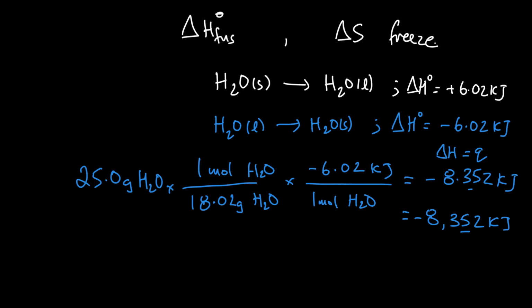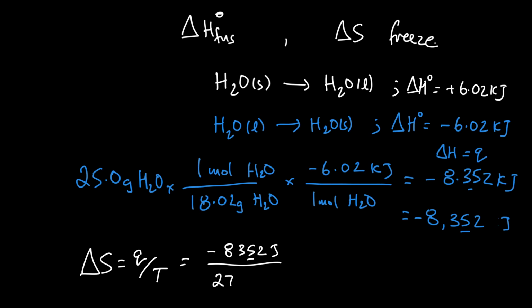I'm sorry, did I say kilojoules? I meant joules. There we go, much better. We can calculate delta S now. So delta S is Q over T. So now we got Q, so it's minus 8,352 joules. The temperature, it was 0 degrees C. That is 273.15 Kelvin. And we can see the whole thing must be negative. In terms of significant figures, we are only allowed to write 3. So it would be minus 30.6 joules per Kelvin.